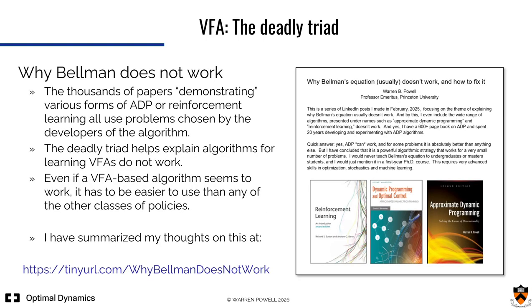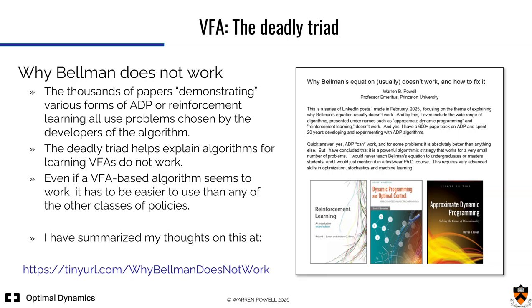Now, I still have come to the conclusion that making decisions based on Bellman is problematic. Okay, there are thousands of papers demonstrating various forms of ADP. I've written a bunch of these with my students. So the deadly triad helps explain algorithms for learning. VFAs do not work, but even when a VFA algorithm seems to work, and I have a lot of these examples, it's not good enough that this algorithm work well. It has to be a better and easier algorithm to work than any of the other three classes of policies. And this is where it really fails.